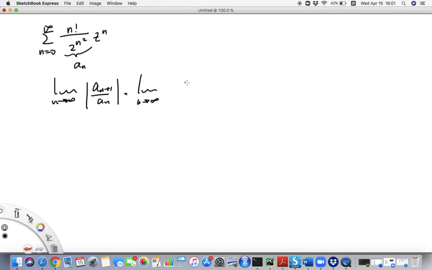So what is that equal to? That's (n+1)! over 2^((n+1)^2) times 2^(n^2) over n!.